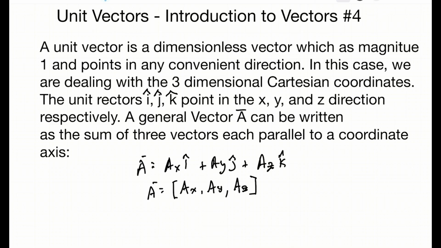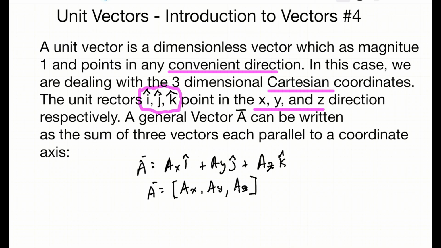In this video I want to talk about unit vectors. They are dimensionless vectors with a magnitude of 1 and point in any convenient direction. What that refers to is depending on the coordinate system you're working in. In this case, we're going to be dealing with three-dimensional Cartesian coordinates, our normal x, y, and z coordinate system, and then the unit vectors are going to be these three little vectors right here, i, j, and k. When we write them out normally, we'll put them in bold or we'll put a little hat over them to signify that they are unit vectors. And they go correspondingly to the x, y, and z direction.